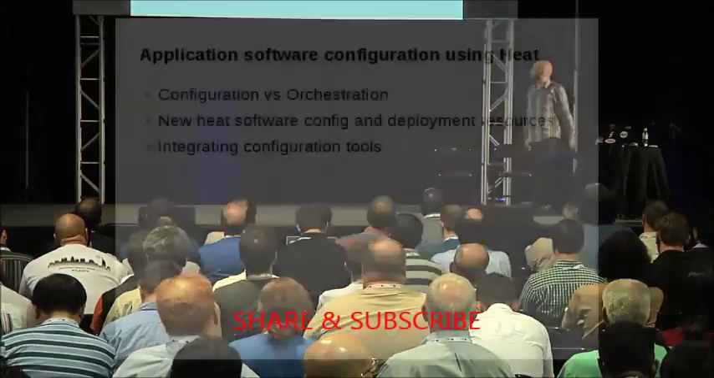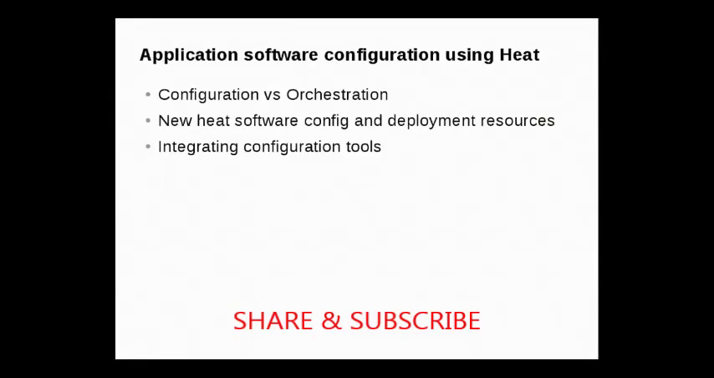So in this talk, we're going to talk about application software configuration using Heat. For a start, I'm going to give an opinionated view on what software configuration versus orchestration is. And then I'm going to show you the new features that have been added to Heat in the last cycle, which enable software configuration. And then finally, I'm going to give a quick run through of what it would take to integrate any given configuration tool with Heat to use this feature.